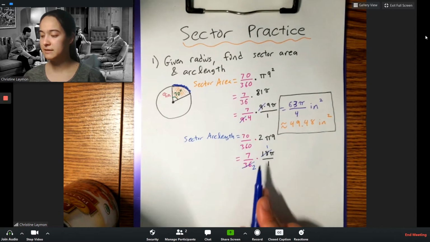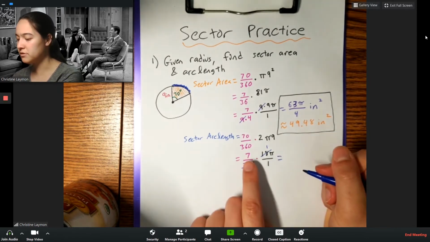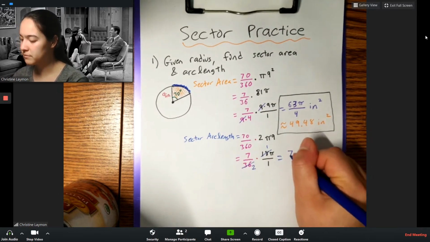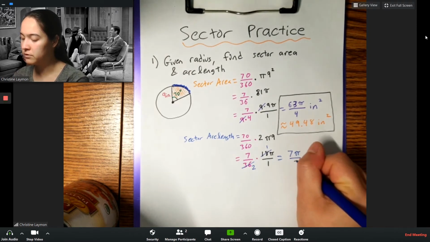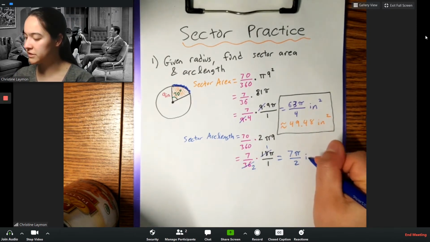Because 18 times 2 is 36. Go ahead and go straight across. I'm left with 7 pi over 2. And these units are just inches.